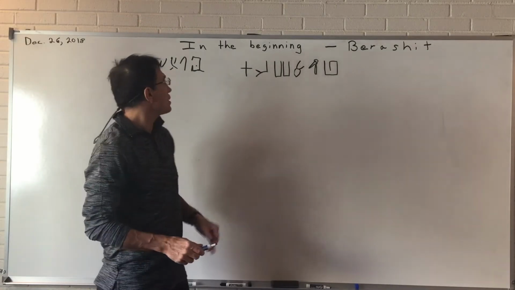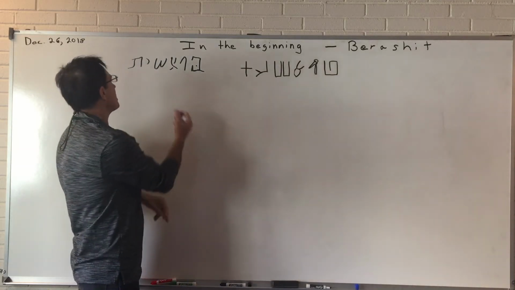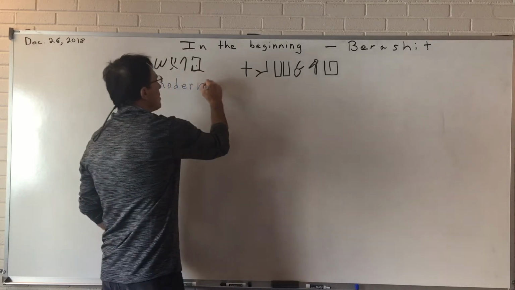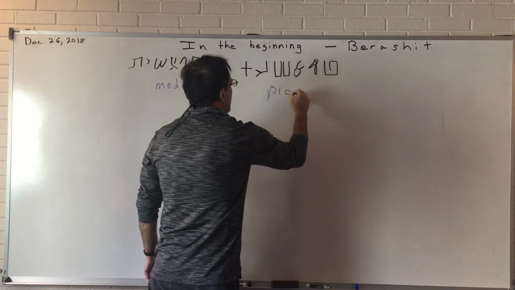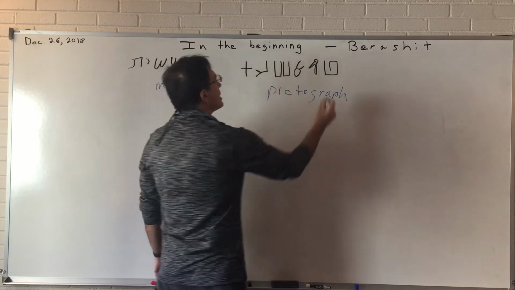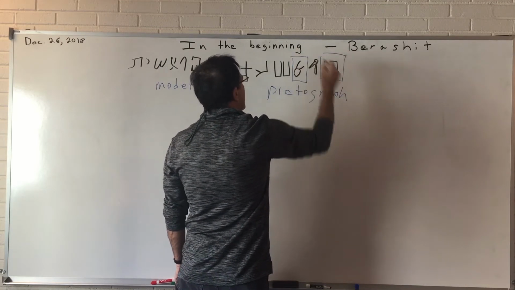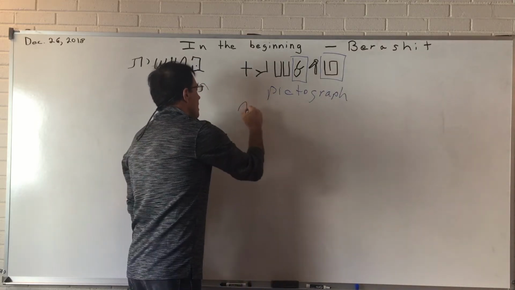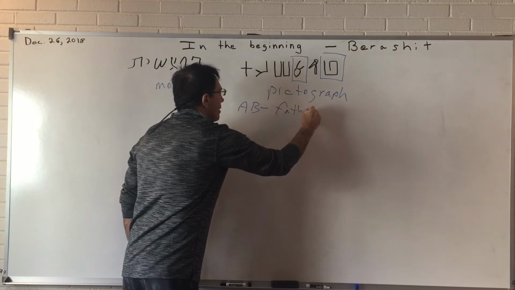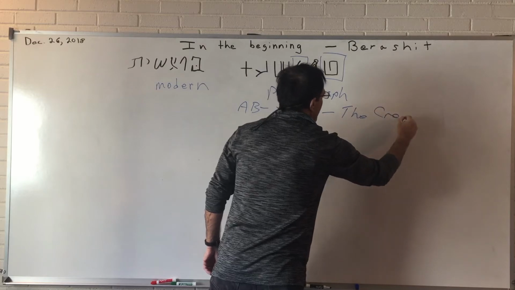Continuing with our presentation, in the beginning, Berashit, as it is written here in the modern Hebrew, and of course over here in the pictographs. We had already discussed the B, and we discussed the A. Putting it together spells Ab, which is Hebrew for Father, the Creator.